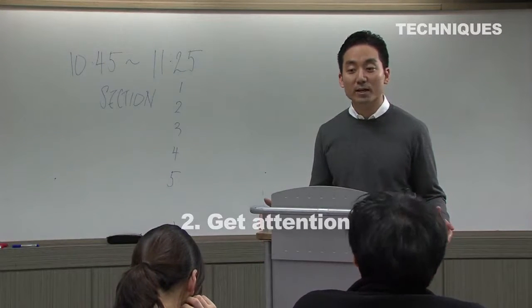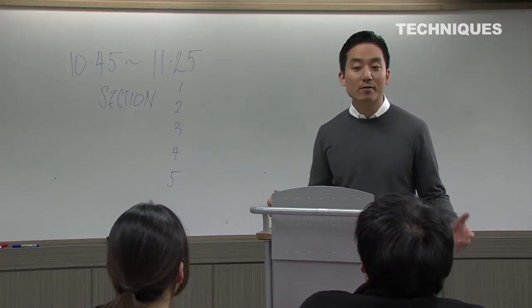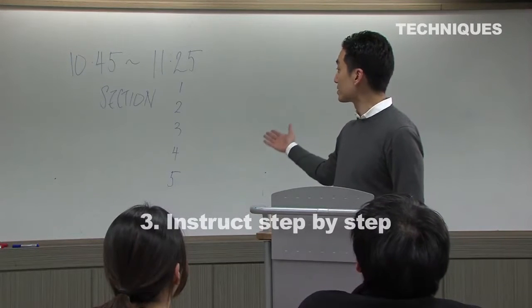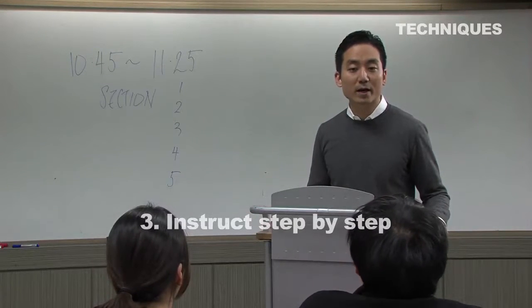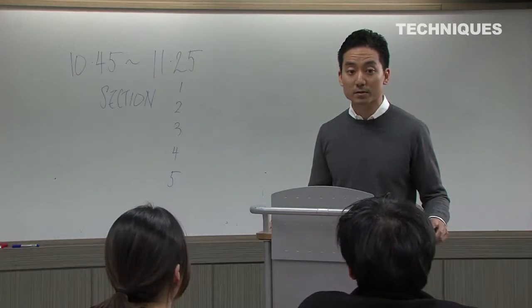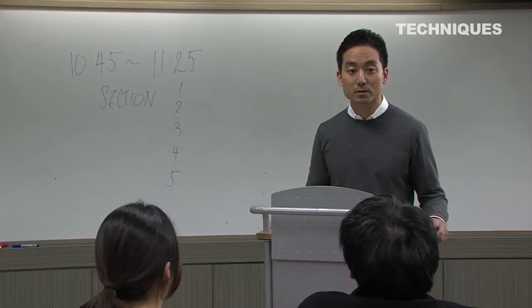Everyone, attention, all eyes on me. We will begin the exam at 10:45. You will have 40 minutes. The exam consists of 5 sections. Section 1, 2, and 3 include 30 multiple choice questions about individual characteristics. Circle the best answer. 1 point for each.